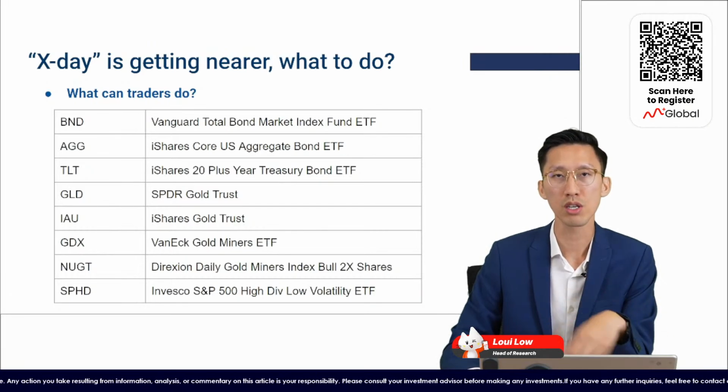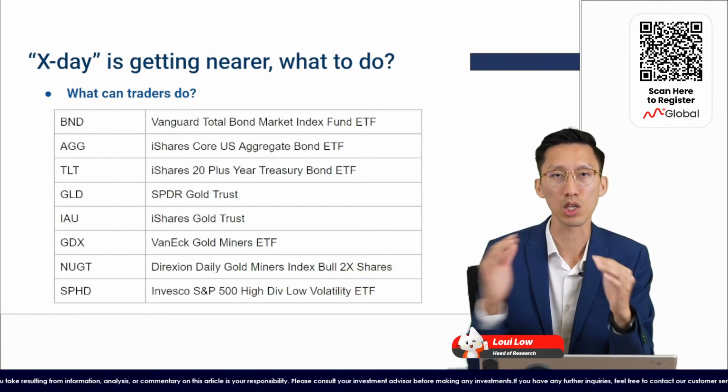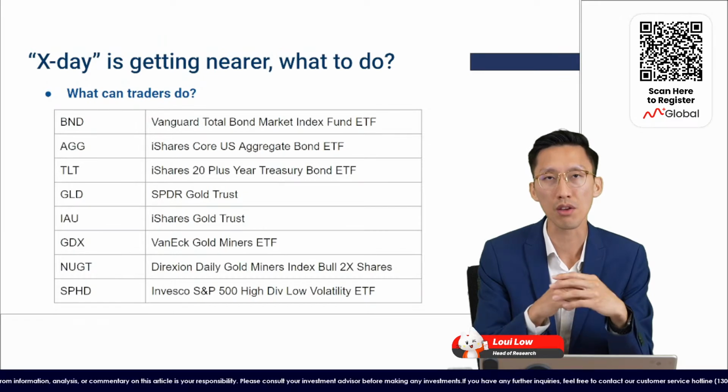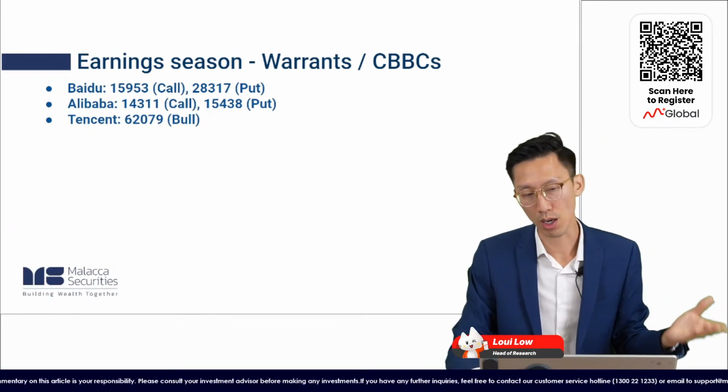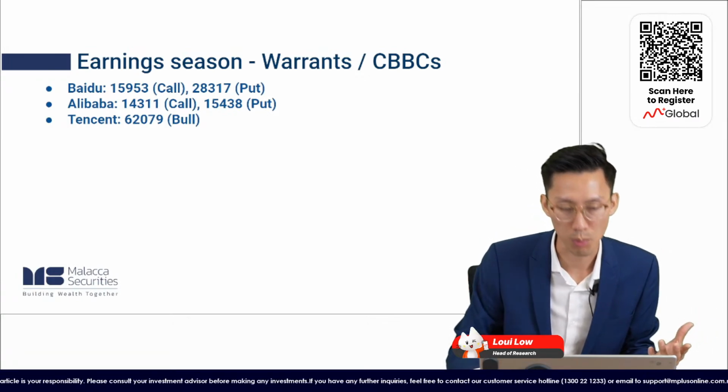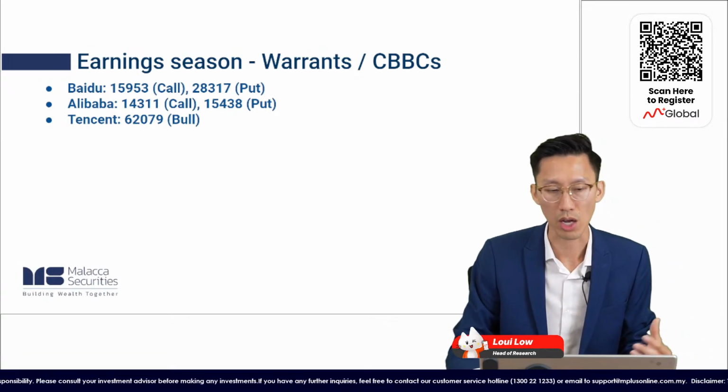So what I want to mention here is that throughout this period of time, you can use this kind of tool, this kind of instrument, to trade and to profit from it. Okay, so earnings season, we have Baidu, Alibaba, Tencent. These are some of the call and put warrants, and also CBBC, that you can look out for.